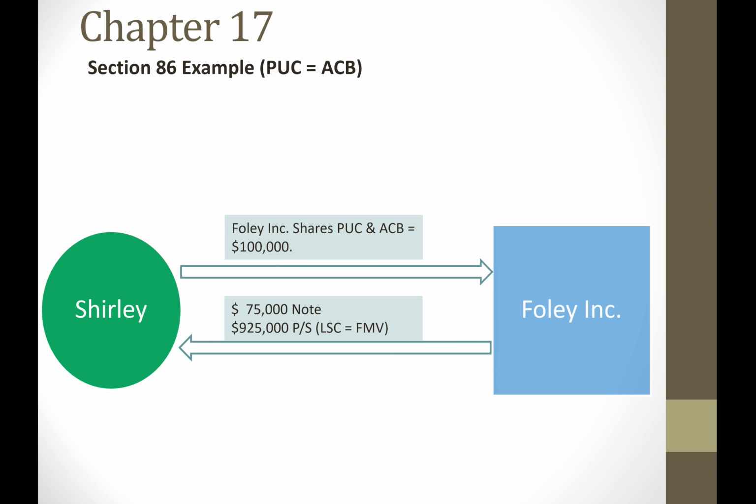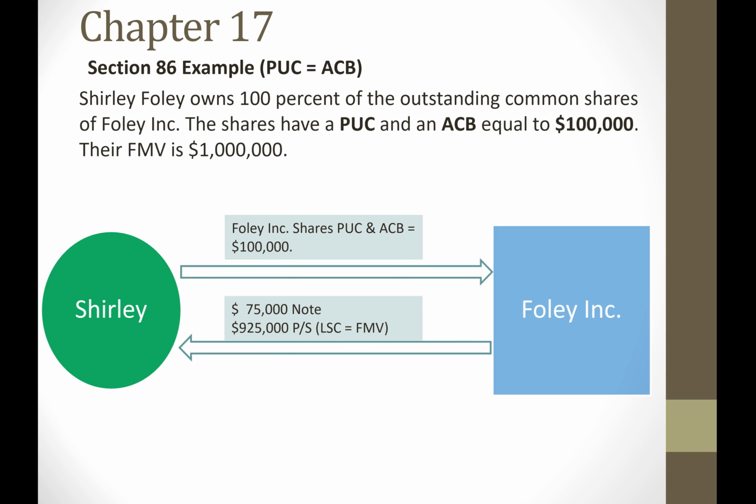Now let's actually look at this example for a Section 86. So we have Shirley. Shirley owns 100% of the common shares of Foley Inc. The common shares that she owns have a PUC and ACB equal to 100,000. The fair market value is $1 million. So Shirley has owned Foley Inc., let's assume for a number of years. Now she wants to retire, but she doesn't want to trigger any, let's say, capital gain and pay taxes. And let's say she wants one of her children to take over Foley Inc.